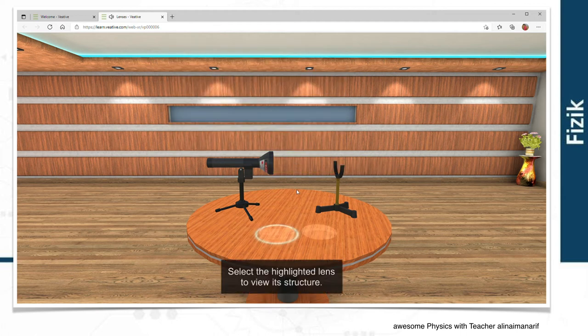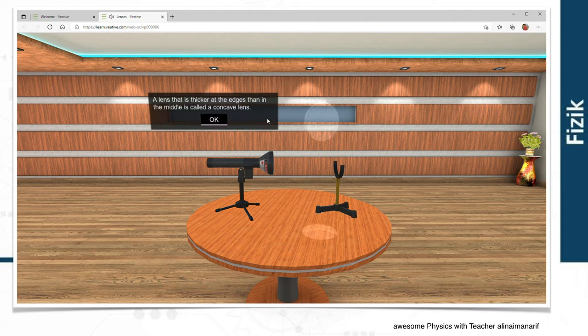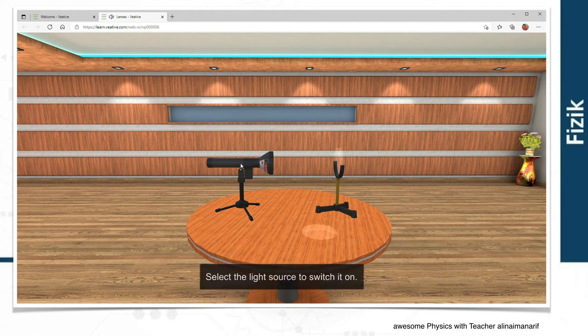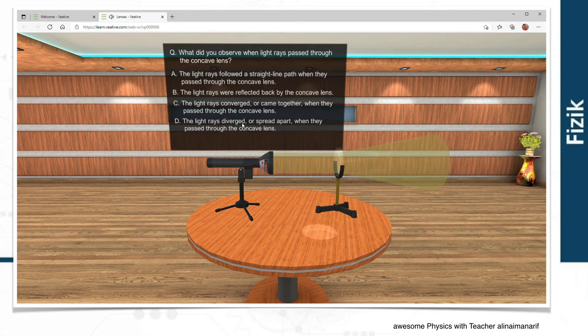Now we explore using a different type of lens. I will click here. This lens is a concave lens. A concave lens is thicker at the edges than in the middle. I will switch on the light source. You can see when the light rays pass through the concave lens, all the light rays will be diverging. The concave lens bends light rays outward, so it's called a diverging lens.